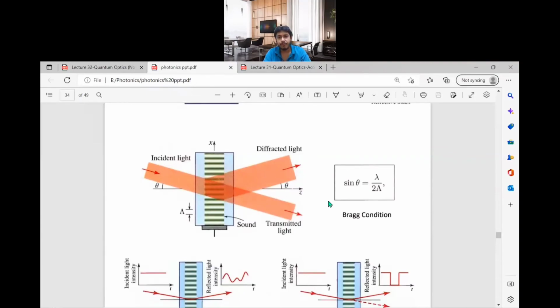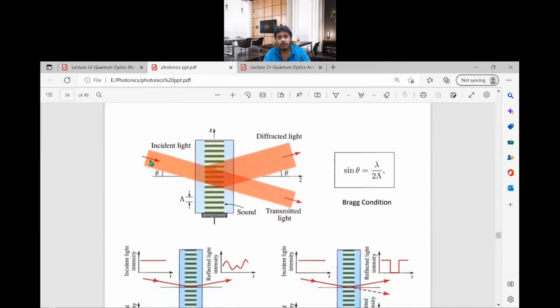So this is the Bragg condition, and it is lambda by 2 del lambda, where del lambda is the period of the grating. So incident light, depending upon the condition, will be transmitted or diffracted back. If it is totally diffracted, satisfying the Bragg condition, you will get light from here. You will not get any light from here. So you can say that the position of the light is also changed.